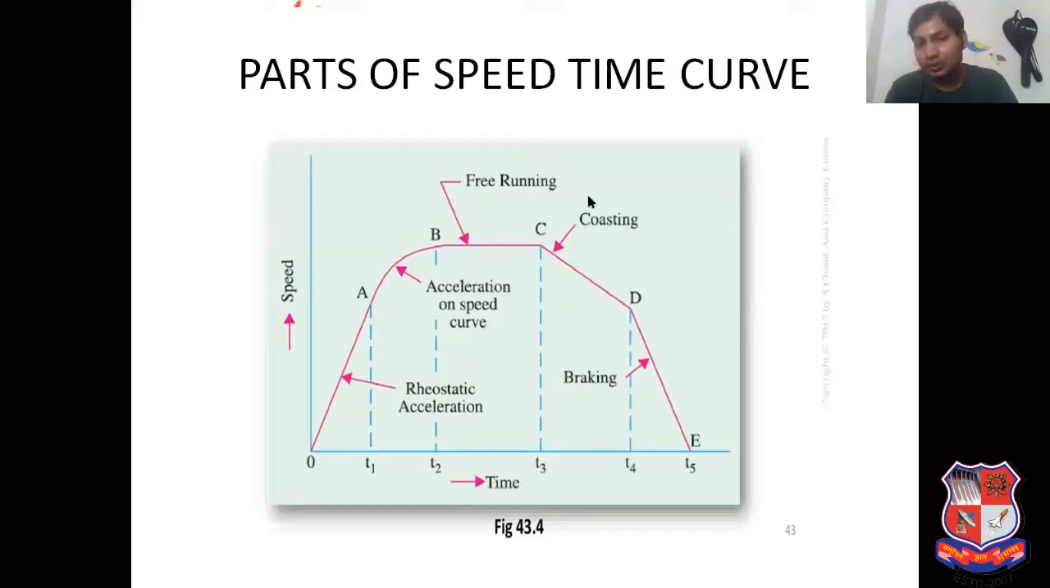So from point C to D, in which supply to the train is removed and train's velocity decreases because of frictional forces, that is known as coasting period. After the point when braking is applied, and finally speed of train tends to zero, that is known as braking. So here T3 to T4 represents coasting period and T4 to T5 represents braking period.